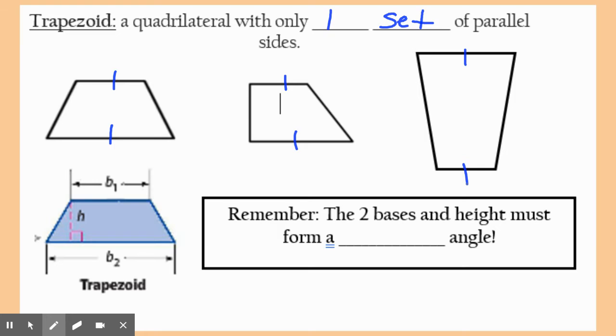Now, when we talk about height, all right, remember, we want it to be straight up and down, vertical, as tall as possible. We don't want the slants. So we're going to look for the dotted line, and remember that the height must form a right angle.